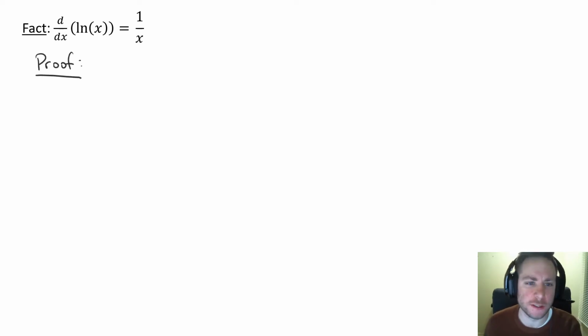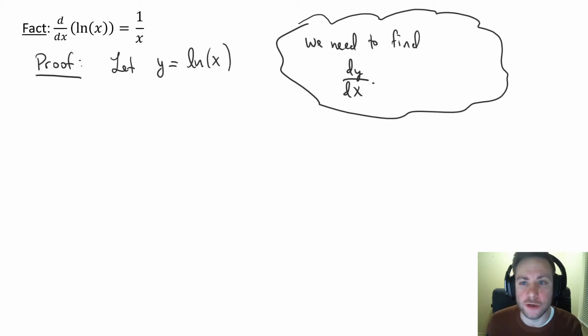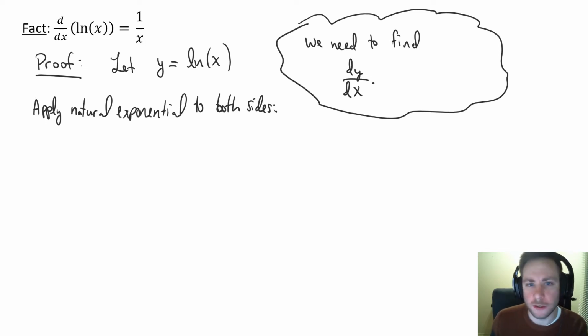Let's actually prove it. The proof starts with this function, y equals ln of x, and what we want to do is calculate the derivative of this function, otherwise known as dy over dx. For that purpose, it would be useful if we eliminated the logarithm from our equation, since that's the part that we don't know how to differentiate already. We can eliminate the natural logarithm by applying the natural exponential, since that represents the inverse operation. In other words, let's apply e to both sides.